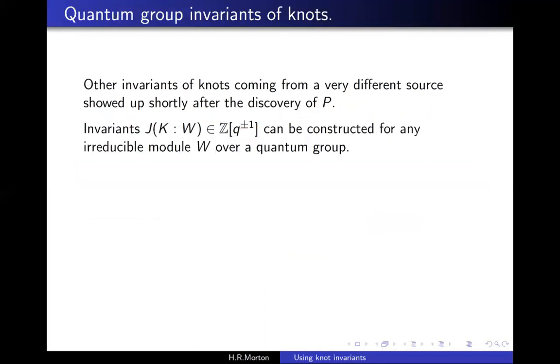Now, a slight difference again is that fairly rapidly after that, other invariants of knots coming from very different sources showed up. Here's one general whole family of these things: one parameter invariants that can be constructed for any time you have an irreducible module W over a quantum group.